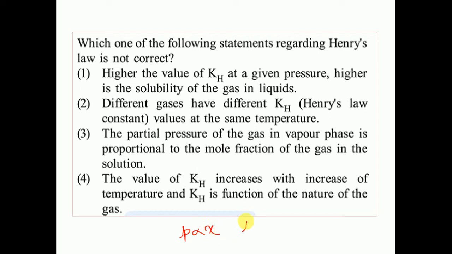And then he introduced a constant which is Henry's constant, and said P, that is the partial pressure, is equal to Kh multiplied by the mole fraction of the solute. Fine. So this is the equation he proposed. Okay, now we will go through the options. The first one is, higher the value of Kh at a given pressure, higher is the solubility of the gas in liquids. Okay, so it's saying that the pressure will be constant, right?